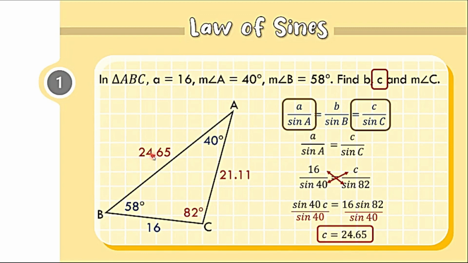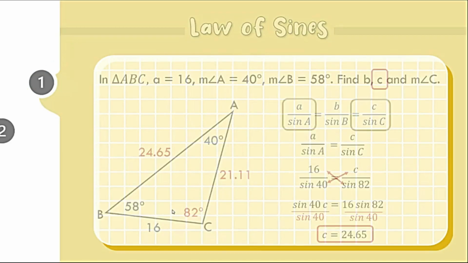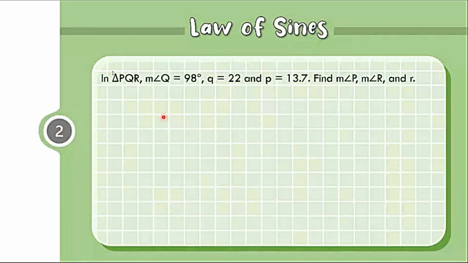Now we have already completed the lengths and measures of this oblique triangle. Let us try another example. Example number 2. In triangle PQR, the measure of angle Q is equal to 98 degrees. The length of side q is equal to 22 and the length of side p is equal to 13.7. Let us find the measure of angle P, the measure of angle R, and the length of side r.